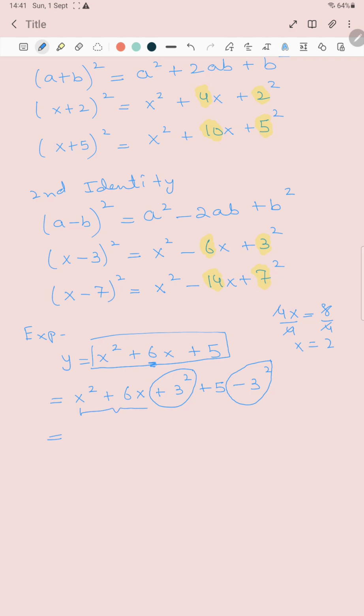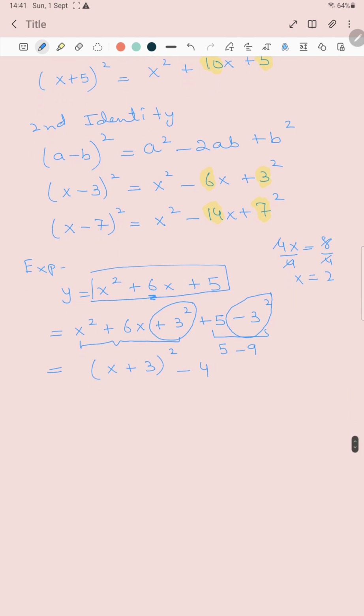Now the first three terms can make the first identity, x plus 3 whole square, and when you solve the rest, 5 minus 9 will be minus 4. So you will get x plus 3 whole square minus 4, which is the completing the square method. You completed the square.